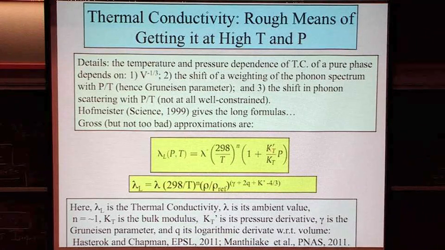Correspondingly, Manthilake and co-workers came up with this expression which has the same temperature dependence and a little more complicated density dependence. There's a bunch of thermodynamic parameters here: the Gruneisen parameter, its derivative with respect to volume, the pressure derivative of the bulk modulus minus a magic factor of 4/3. It's basically a thermodynamic derivation. The key thing here is if you really want to know thermal conductivity, you can plug in some numbers and get it out. But do worry that it might be anisotropic.